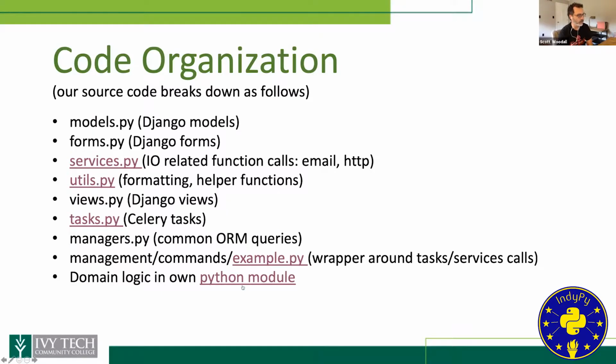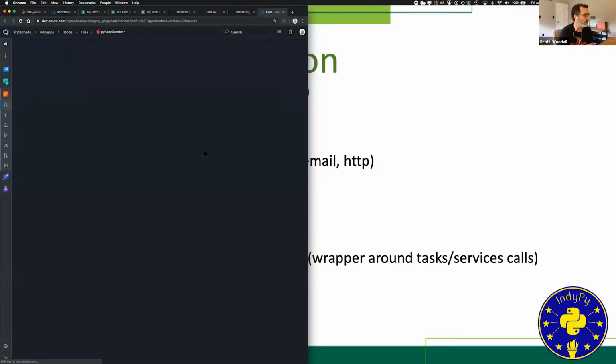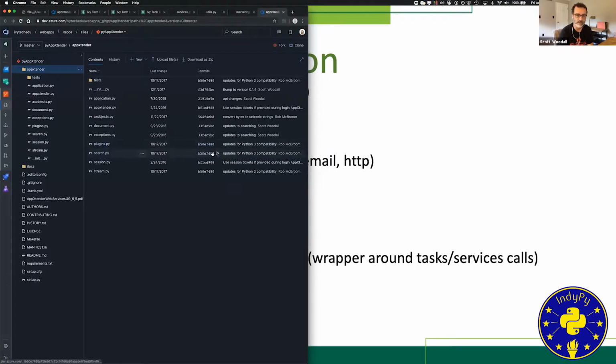And then domain logic in its own Python module. An example of this: we have a third-party system that we don't have any control over, and we needed a way to communicate with this system. So this is a library that is able to talk to that system, and it's not related to Django at all. We just wrote a Python interface into this application that allows students to upload documents for their student record.